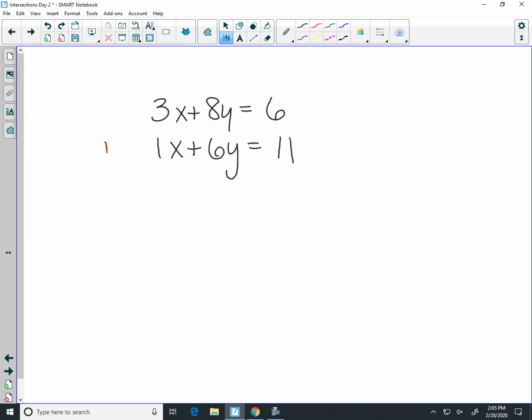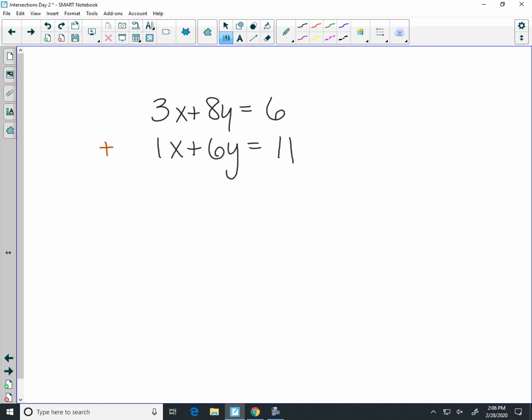I teach it as addition. I want to add vertically and get rid of a variable. That's why it's called elimination. You're eliminating a variable. Because if we have two equations, we can solve for two variables. But if we're going to get down to one equation, we're solving for a single variable.